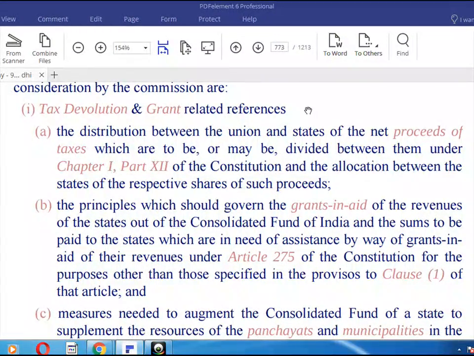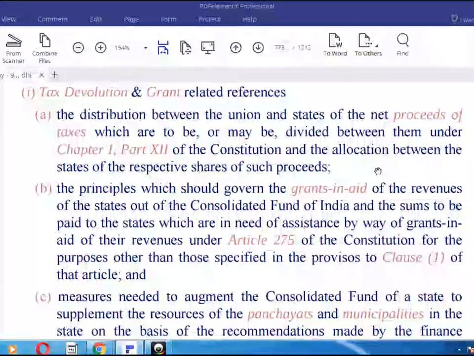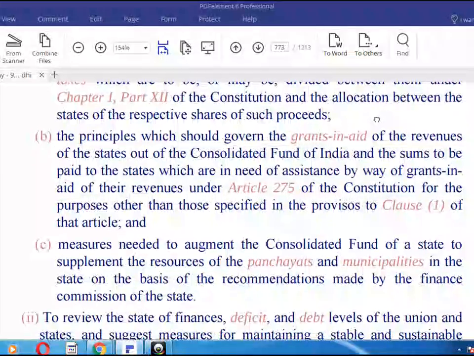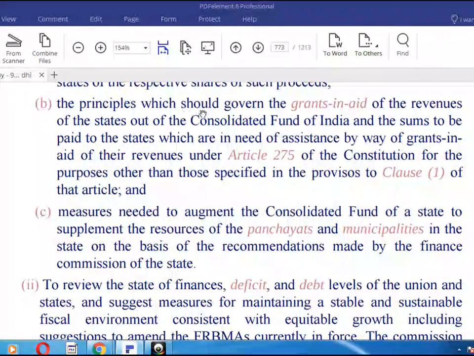The broad terms of reference and the matters to be taken into consideration by the Commission are tax devolution and grant related references. The distribution between the Union and the states of the net receipts of taxes which are to be or may be divided between them under Chapter 1 Part 12 of the Constitution, and the allocation between the states of the respective shares of such proceeds, the principles which should govern the grants-in-aid of the revenue of the states out of the Consolidated Fund of India, and the sums to be paid to the states which are in need of assistance by way of grants-in-aid of their revenue under Article 275 of the Constitution for purposes other than those specified in the provisions. Okay, clause 1 of the article.